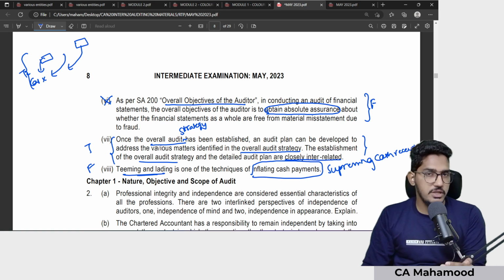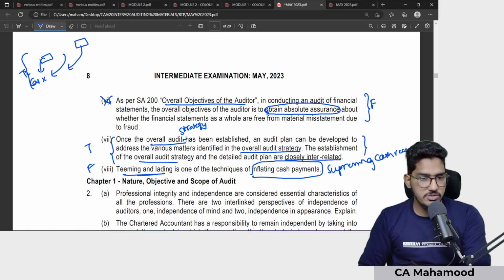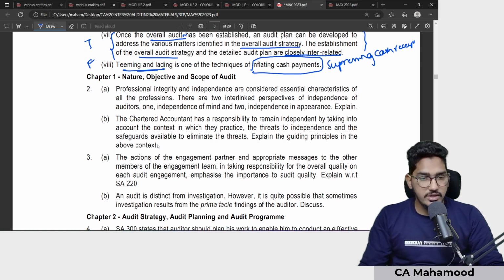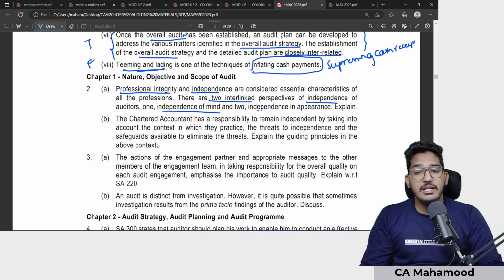So these are true or false statements, very simple and easy. Now let us have a look at the complete descriptive questions, what they are trying to say here. Starting with nature, objective and scope of audit. Professional integrity and independence are considered essential characteristics of all the professionals. There are two interlinked perspectives of independence of auditors: independence of mind and independence of appearance. Explain. Straight away question. They are asking you to explain the concept of independence.